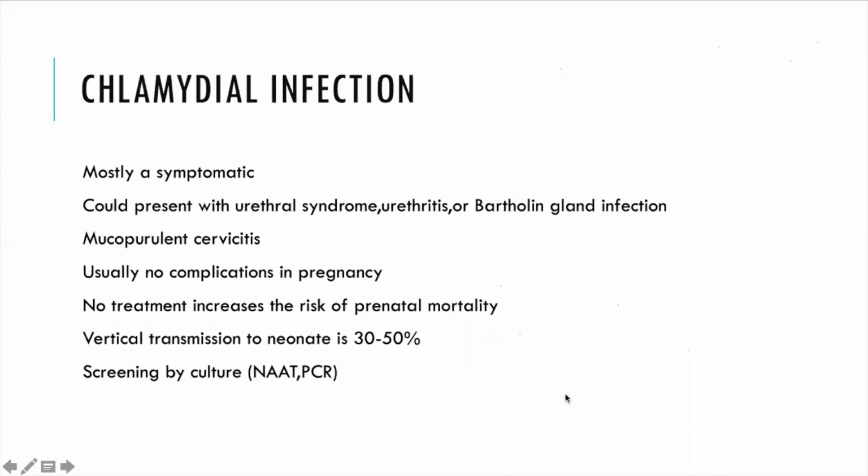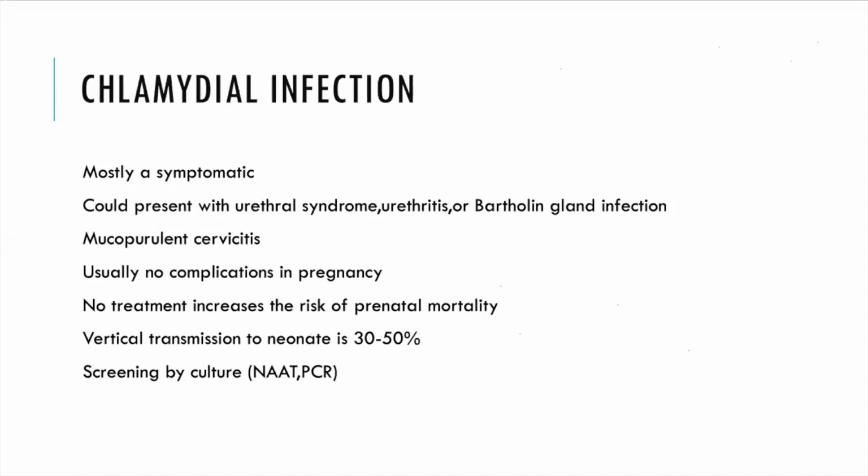Chlamydial infection, of course most are asymptomatic. They could present with urethral syndrome, urethritis, or Bartholin gland infection. Usually they present with mucopurulent cervicitis. Usually no complications in pregnancy. No treatment increases the risk of perinatal mortality.